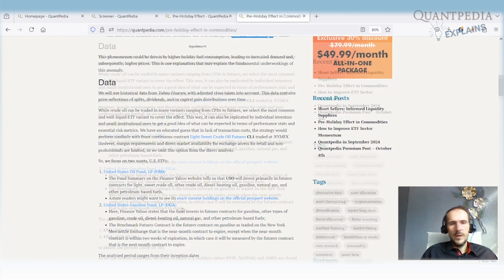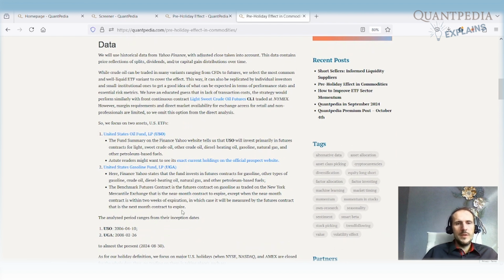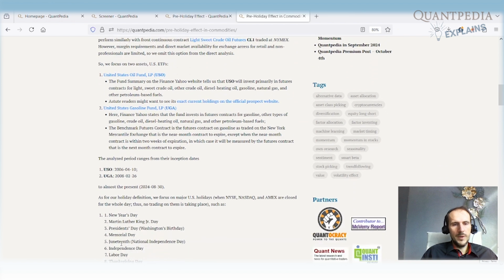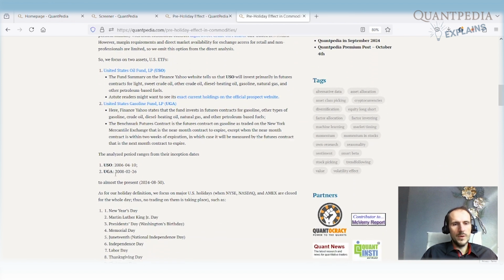So we downloaded the data. We wanted to build this strategy easily, so we do not want to use any crude oil futures or stuff like that. We downloaded the data for ETFs: the United States Oil Fund, USO, and the United States Gasoline Fund, UGA. Those are the two underlying ETFs that we will be using for the trading, and the backtest period is from 2006 or from 2008 to 2024.